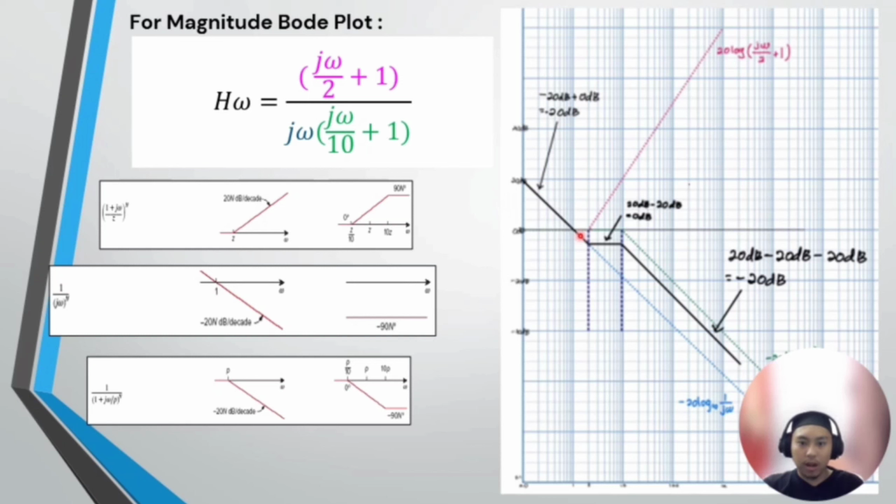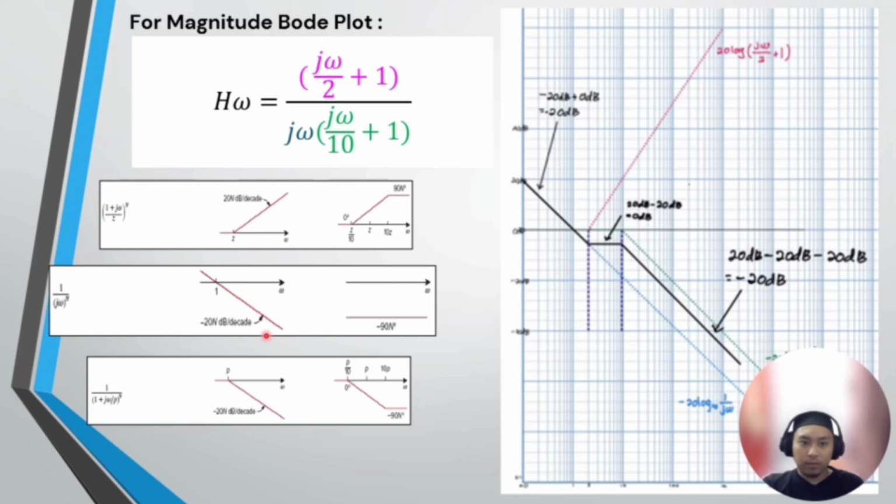First, we go to the purple line. Refer to the table and the graph below. From the table, we know the zero is jω/2 plus 1. The graph will go straight and then go up by 20 dB per decade. Then, for the pole, we have jω, and jω/10 plus 1. For jω, similarly like 1 over (jω)^n, the line will cross by negative 20 dB per decade.